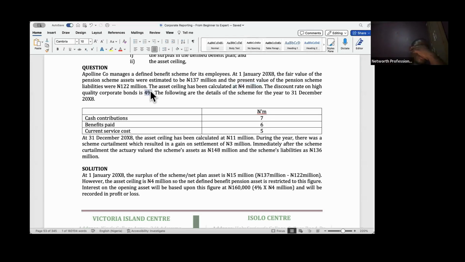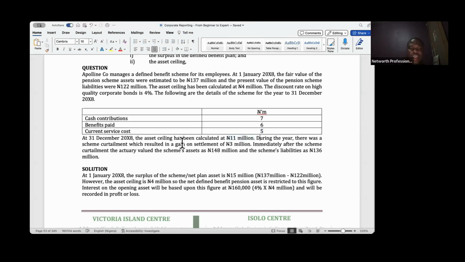And they also gave us some additional details. They said the contribution they made is 7 million, benefit 6 million, current service cost 5 million. They now said at December 31st, 2008, the asset ceiling has been calculated at 11 million. Now they are giving us the asset ceiling again, meaning the actual savings that is made to be 11 million, either from refund or reduction in future contribution. They said it's 11 million. We would see how that will affect our calculation.